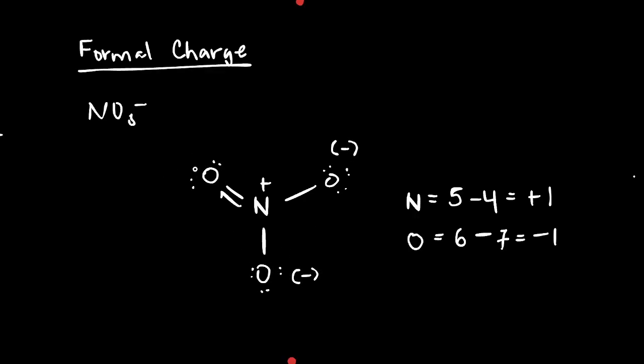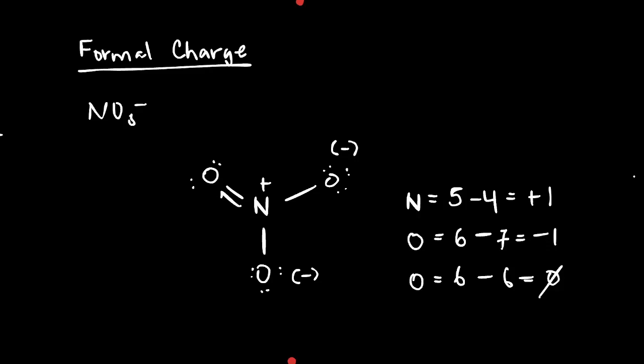Now, what about this oxygen over here? Again, it should have 6. But what does it have? It has 1, 2, 3, 4, 5, 6. If we're looking at a double bond, each line here counts as 1. So it's 1, 2, 3, 4, 5, 6. 6 minus 6 is 0. So we have a 0 formal charge, which means we don't write anything there.